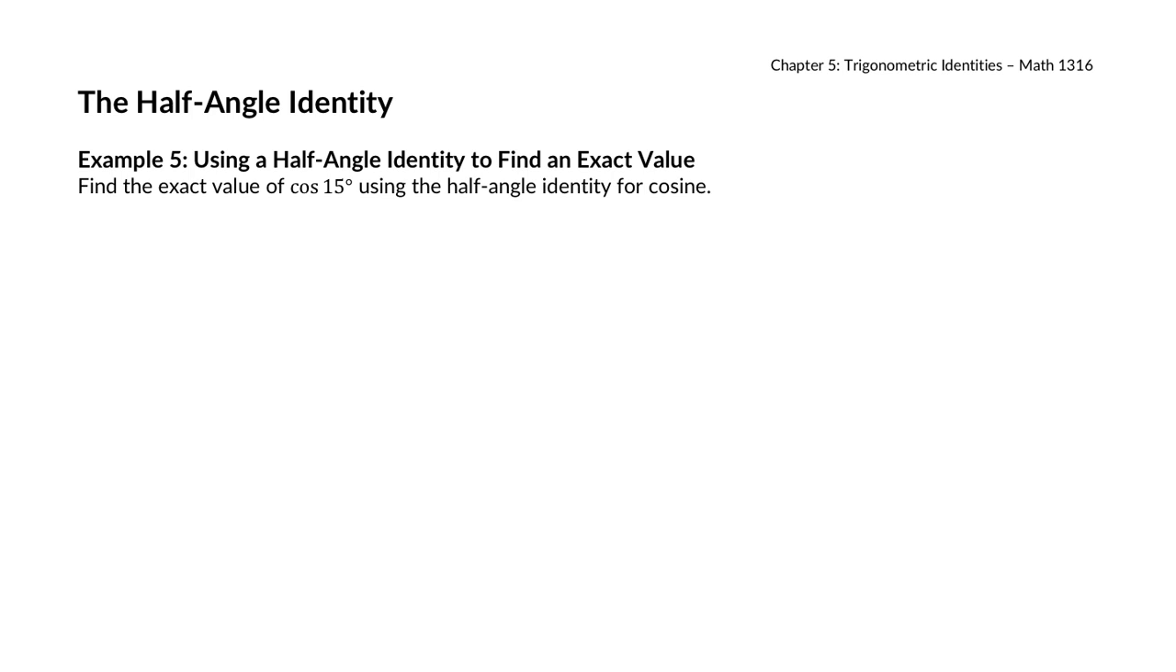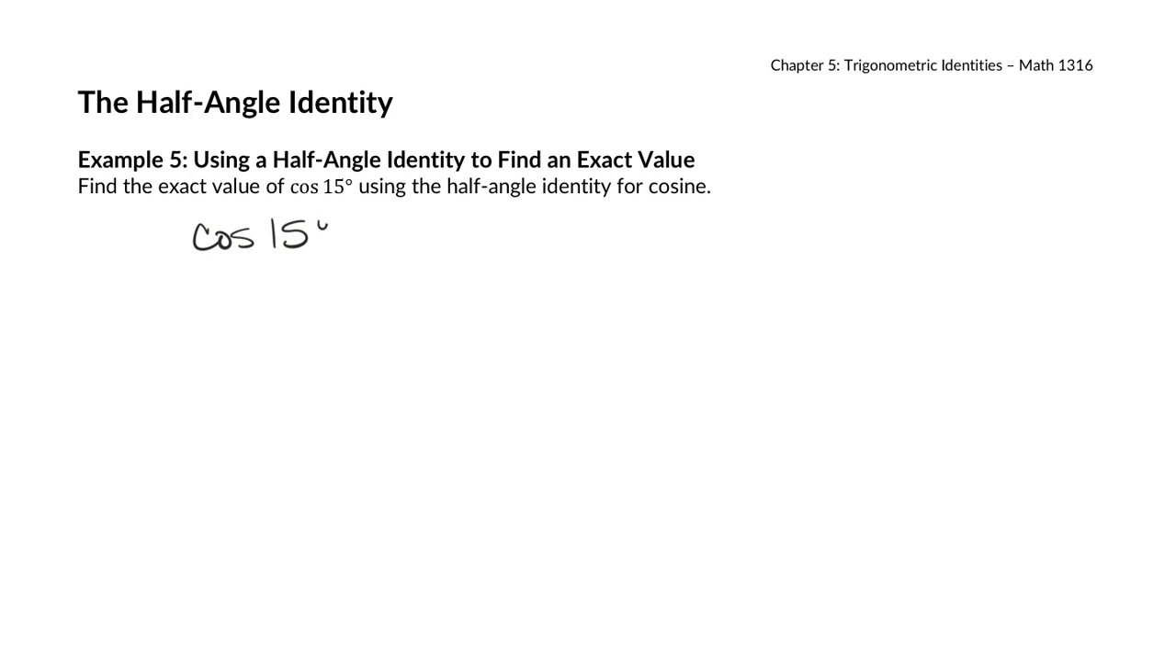So we're going to basically do what we did last time and find the exact value of cosine of 15 degrees, which we did doing 45 minus 30, so it was the difference of cosines. However, we're going to use the half angle identity for cosine, meaning we're going to do the following.